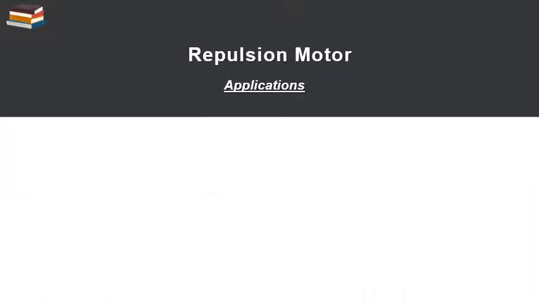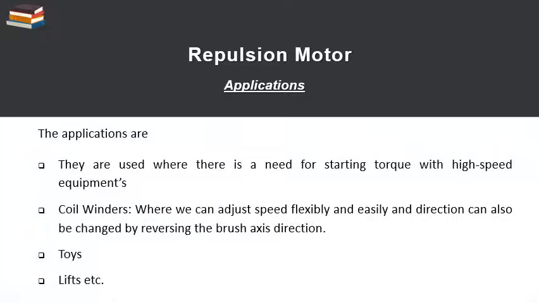Next one is some applications of the repulsion motor in different fields or areas. They are used where there is a need for starting torque with high speed equipment. Coil winders, where we can adjust speed flexibly and easily, and the direction can also be changed by reversing the brush axis direction. It is also used in twist or lift. So these are some applications of the repulsion motor.